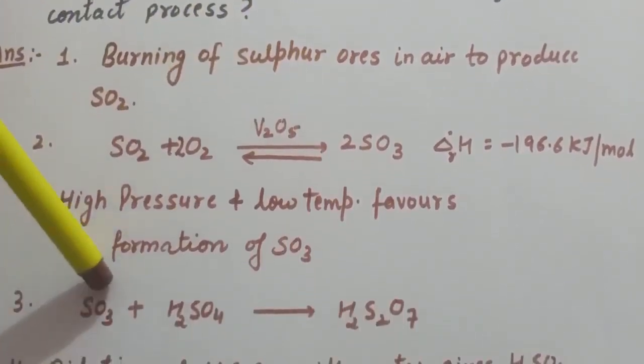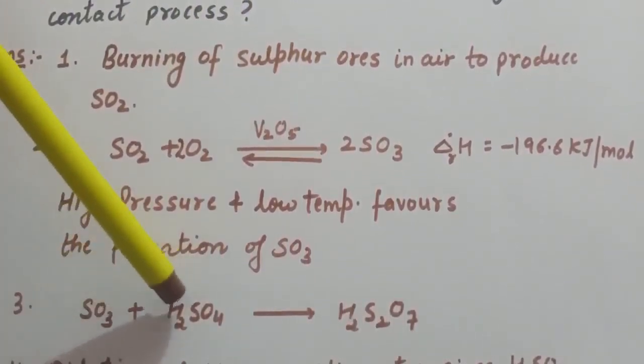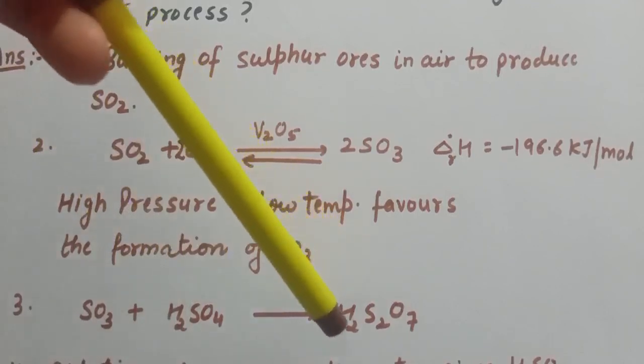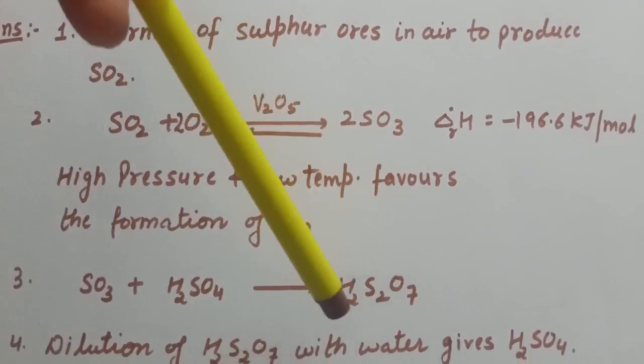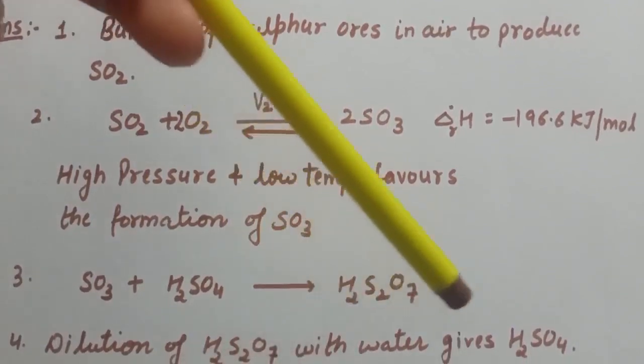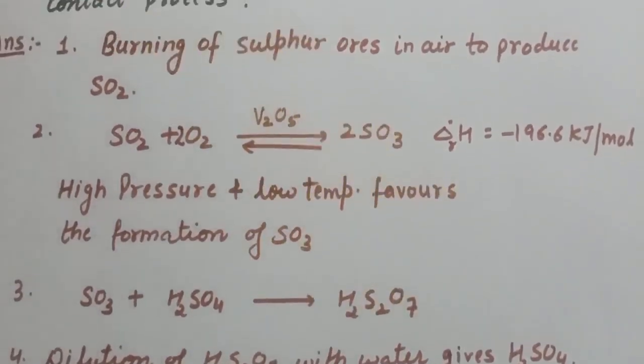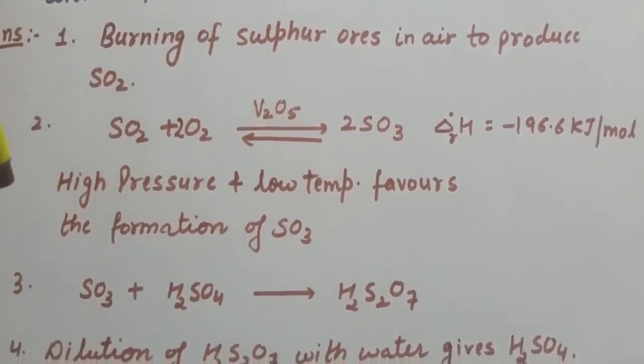Third step is this SO3 will react with H2SO4, and here oleum is formed, that is H2S2O7. So when we dilute this oleum with water, we get our H2SO4. So this is the contact process by which we can produce H2SO4.